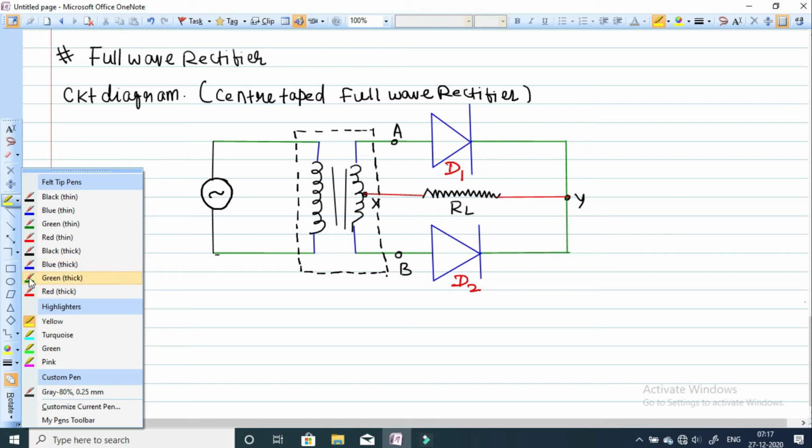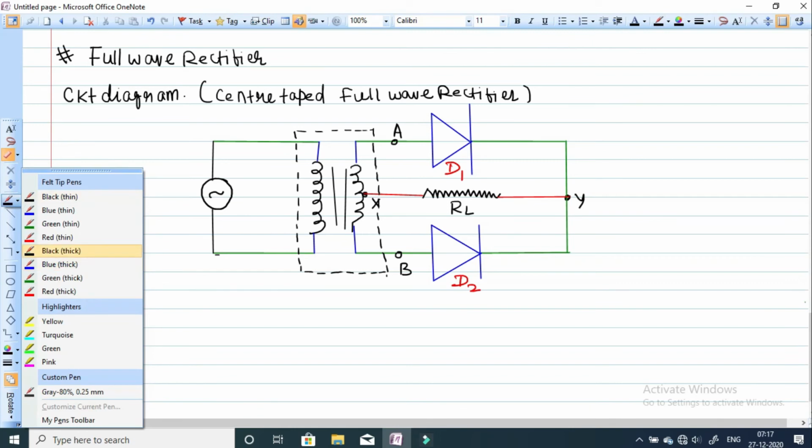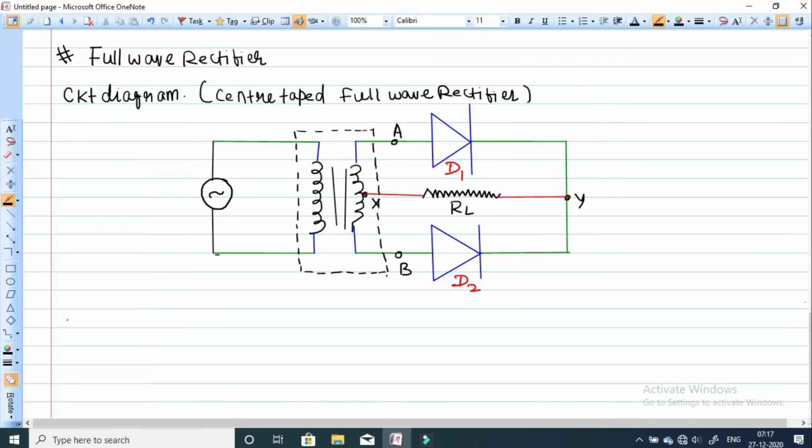So now we will see about the working of this full wave rectifier. Working. So point by point you can write down. The first point is, when the positive cycle of input AC is applied. Now in the input we are applying the positive half cycle.